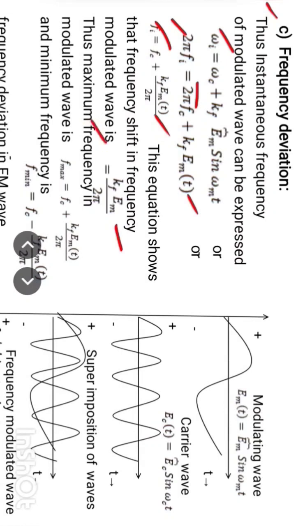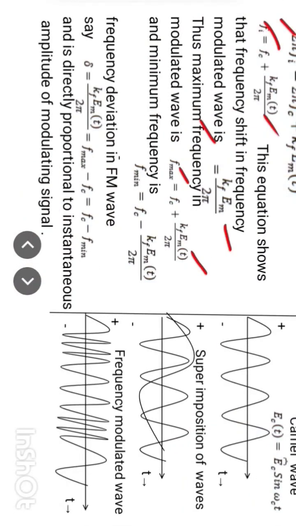Thus, maximum frequency in modulated wave is f_max = f_c + k_f E_m/2π, and minimum frequency is f_min = f_c − k_f E_m/2π. Thus, frequency deviation in FM wave, say δ, is equal to k_f E_m/2π, or it is equal to f_max − f_c, or it is equal to f_c − f_min. So this expression shows that frequency deviation is directly proportional to instantaneous amplitude of modulating signal.